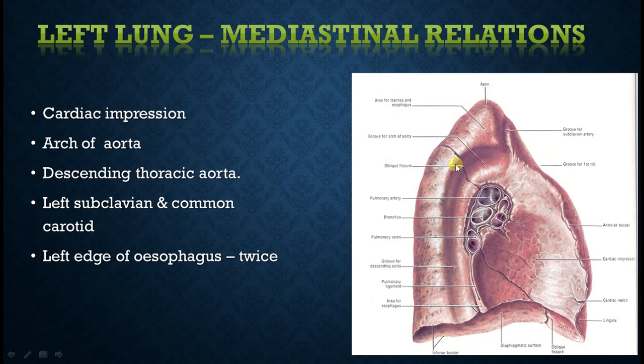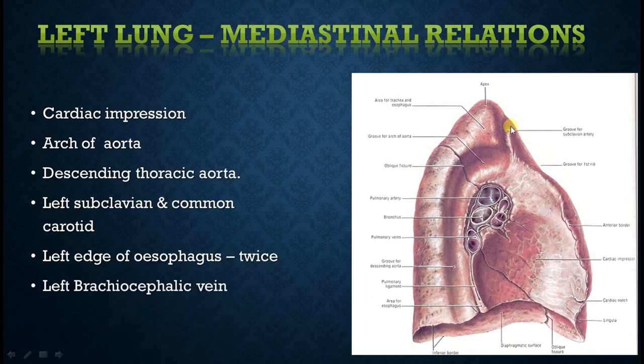Sometimes the arch of aorta might be very thin. In that case you might have a doubt whether it is right lung or left lung. It might be like the arch of azygos. In that case, you first confirm or identify the side of the lung, then don't worry about the size of the impressions. You can confidently discuss these mediastinal relations.